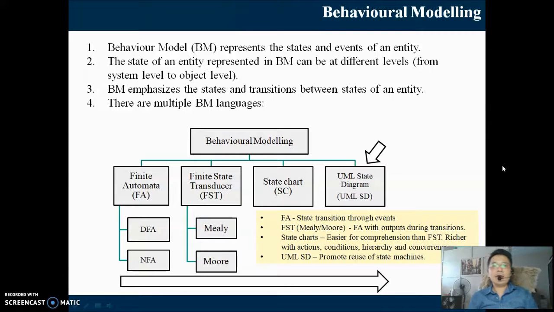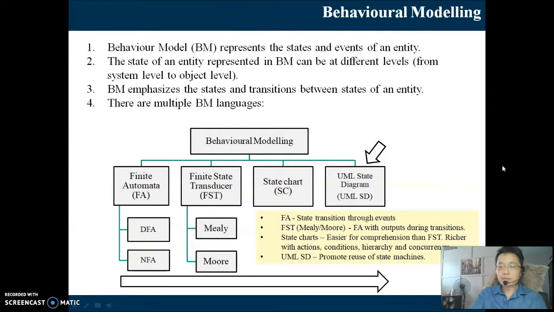Behavioral modeling emphasizes the states and transition between states of one single entity, and this is the distinct criterion between behavior modeling and data modeling as well as functional modeling. It is to show the states of one entity.